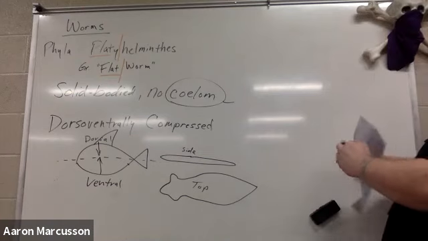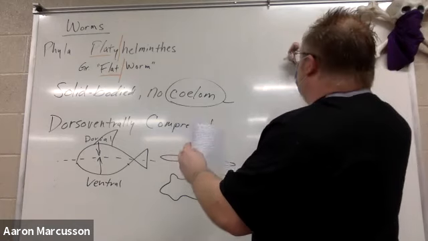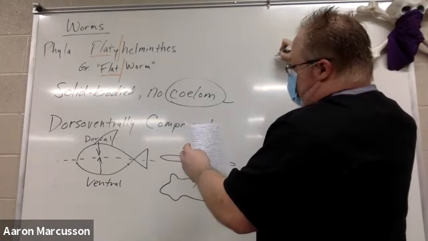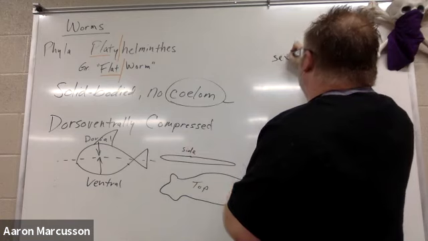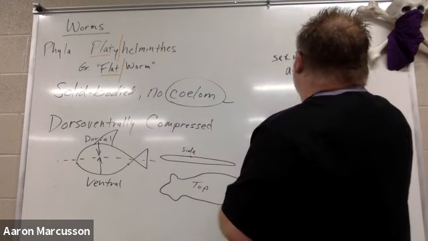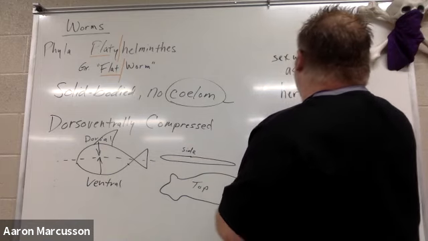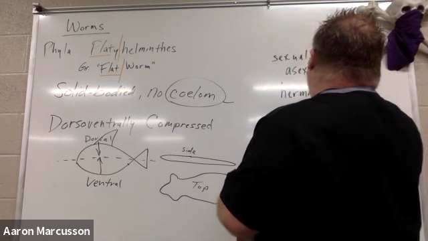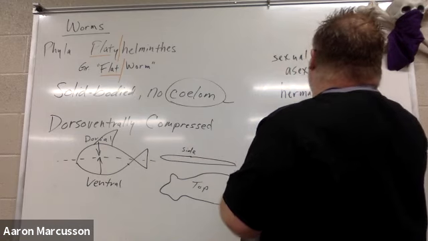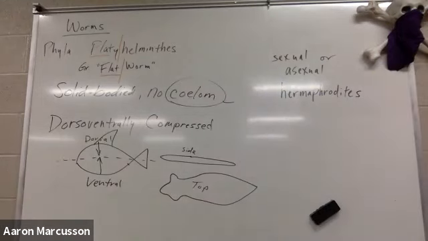Now, how do they reproduce? Well, they can go a couple different ways. They are sexual or asexual, and they are hermaphrodites. That's another new word, at least in this class. We haven't covered it yet. What is hermaphrodite?